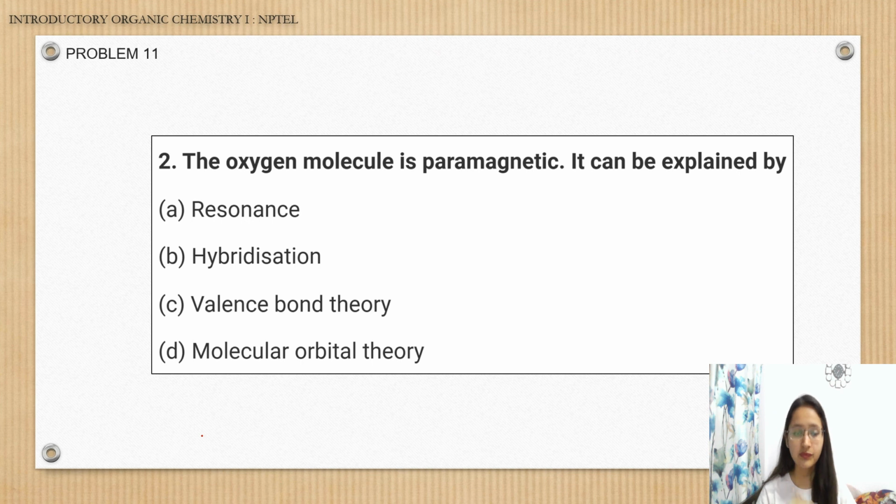In question number 11, they are asking: the oxygen molecule is paramagnetic, it can be explained by which of the following? Resonance, hybridization, valence bond theory, or molecular orbital theory. So, guys, the oxygen molecule is paramagnetic. How do you know that? By resonance? Can anyone tell paramagnetism and diamagnetism? Yeah, molecular orbital theory, the correct answer is that.